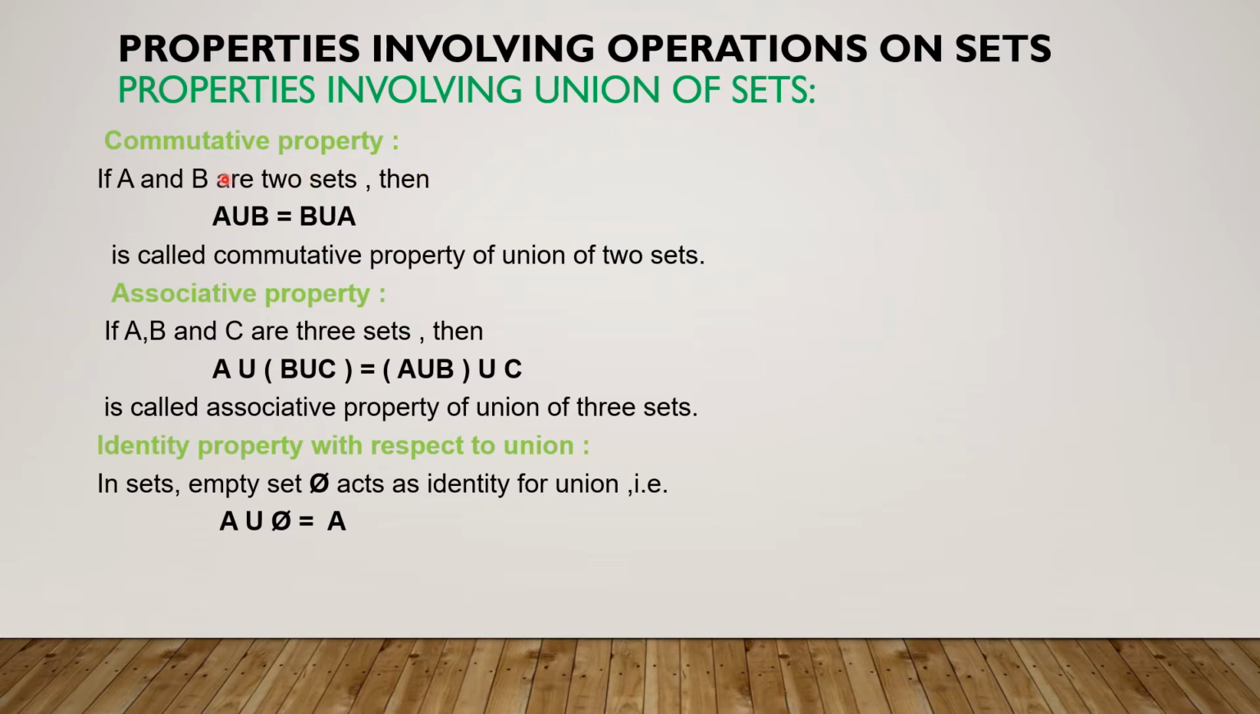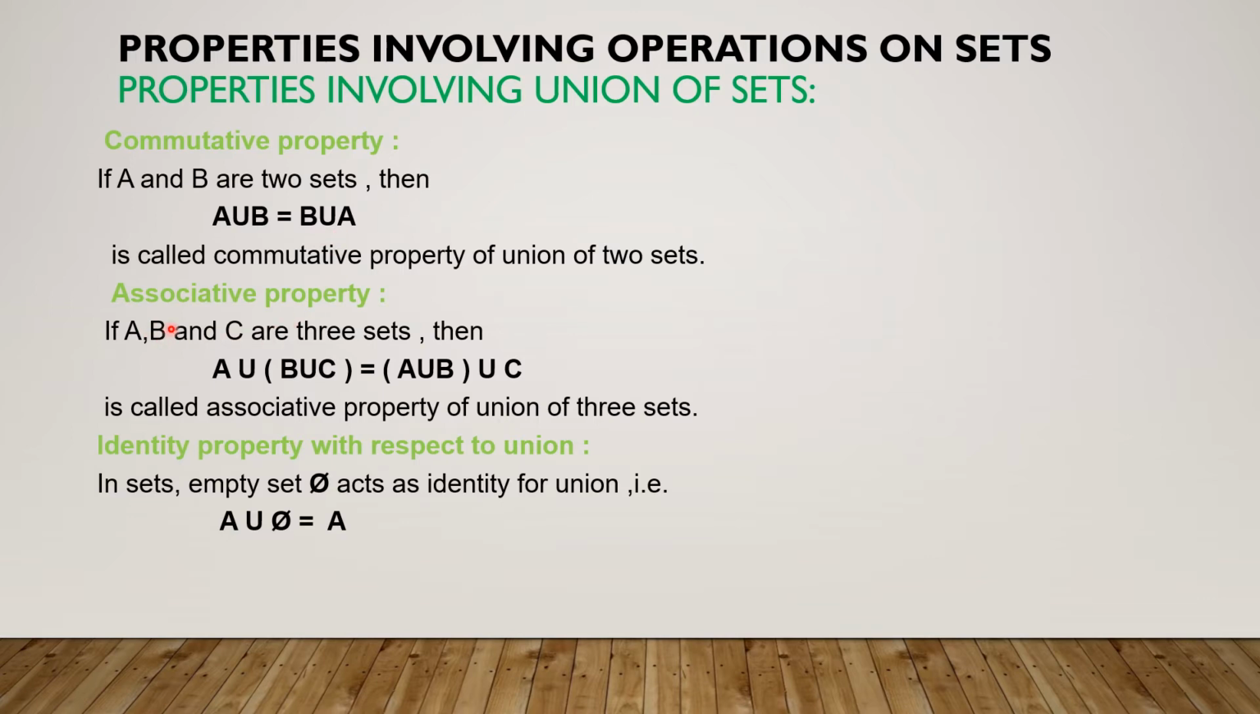of sets. The first property is commutative property. If A and B are any two sets, then A union B is equal to B union A is called commutative property of union of two sets. Students, just like commutative property of multiplication and addition that we have learned in grade 6, this is commutative property of union between two sets. A union B is equal to B union A. When we will find A union B, its answer will be same as B union A.